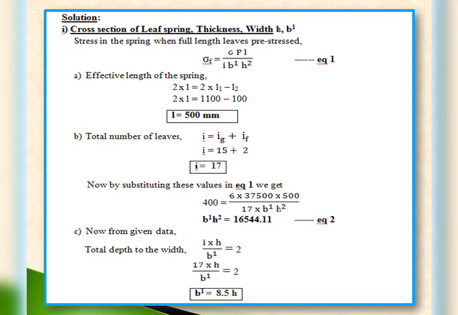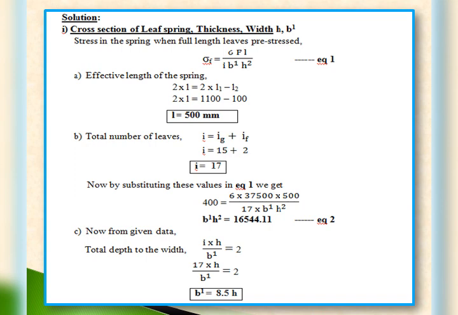Now we are supposed to find the number of leaves. We know that the total number of leaves i is the sum of the graduated leaves and full length leaves, that is i = i_g + i_f, or i = 15 + 2, or the total number of leaves is 17. So in equation 1 we have all the unknowns. Now we'll substitute in equation number 1 to get b' and h.